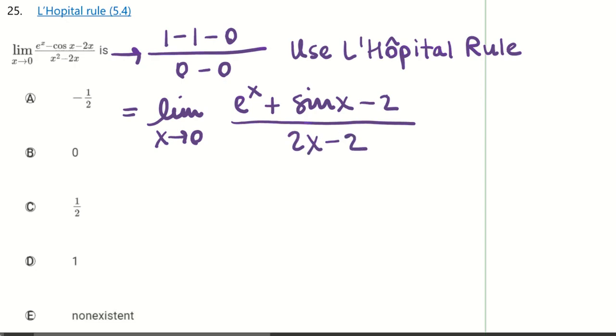Oh, okay, for some reason I thought this one was going to come back and need a second iteration, but it's not, right? Because as x goes to 0, I'm going towards e to the 0, which is 1, plus sine of 0, which is 0, minus 2, divided by 2 zeros, well, that's 0 minus 2. So I've got negative 1 divided by negative 2 is going to be positive 1/2, like that one.